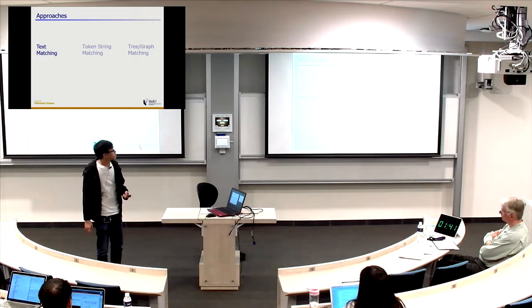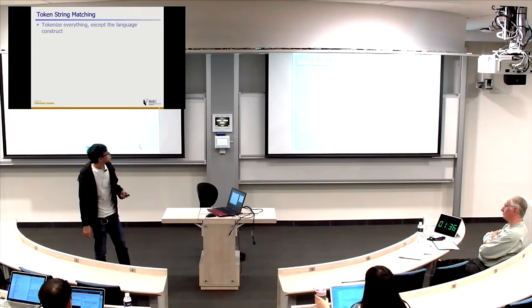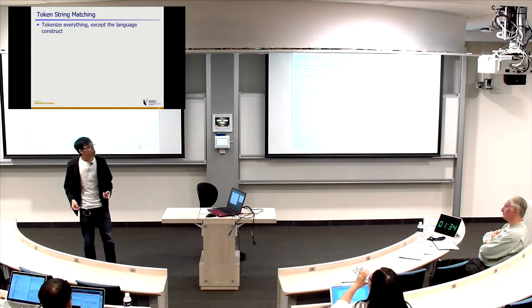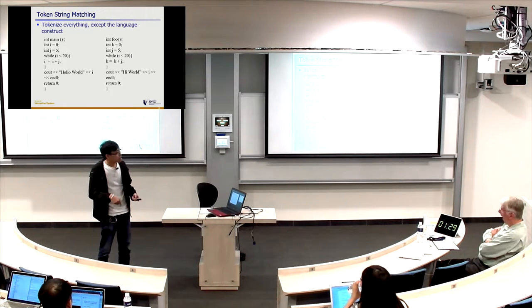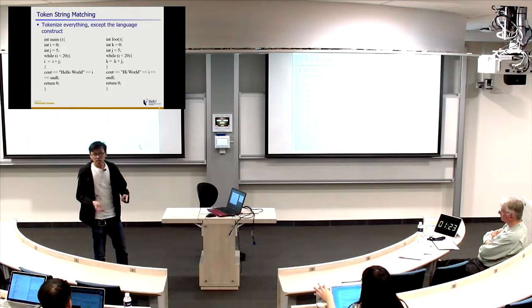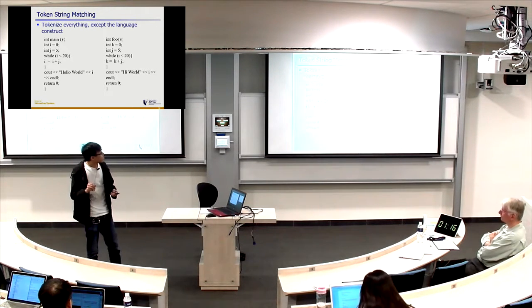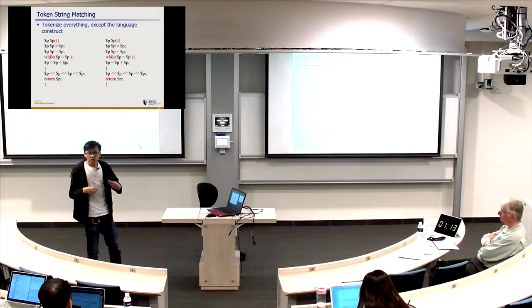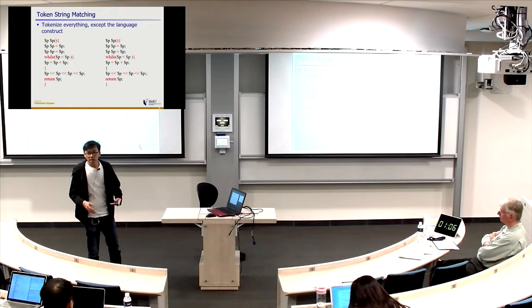So to overcome this problem, we move to the token string matching approach. In this approach, we tokenize everything except the language constructs. For example, we have these two pieces of code like this. This is supposed to be a clone. But if we use text matching, it yields the non-clone result. For this approach, we tokenize every token to a fixed character except the highlighted part, which is the language construct, and then we match these two pieces of code together.